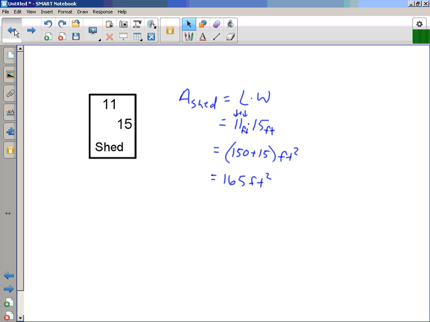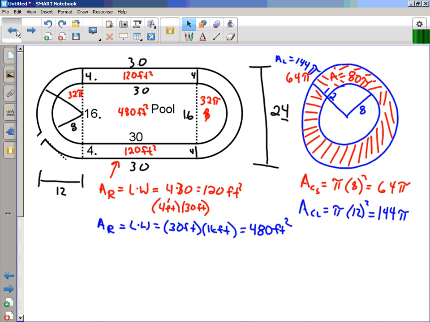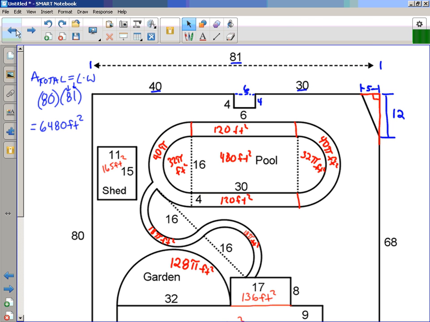Let's go back and let's put those into our picture. So here I've got an area of 24 square feet. Here I've got a distance of 13. Okay. And I have an area of 30 square feet. 30 square feet.